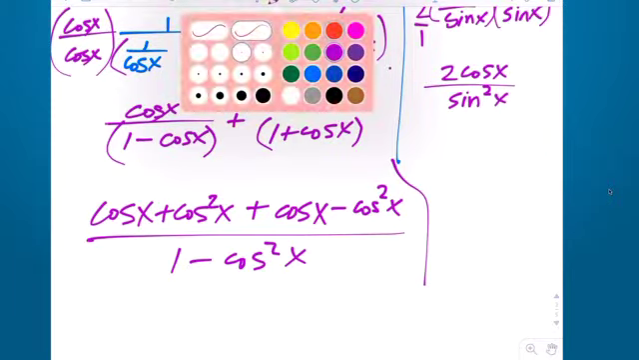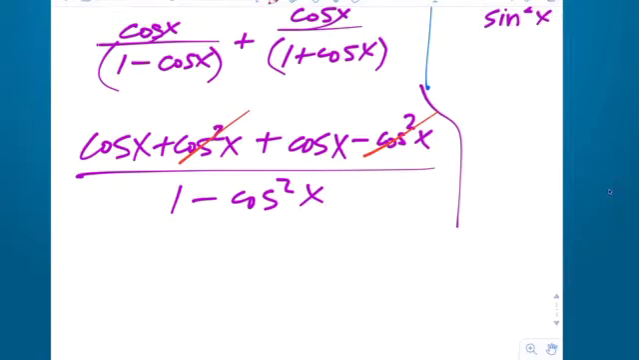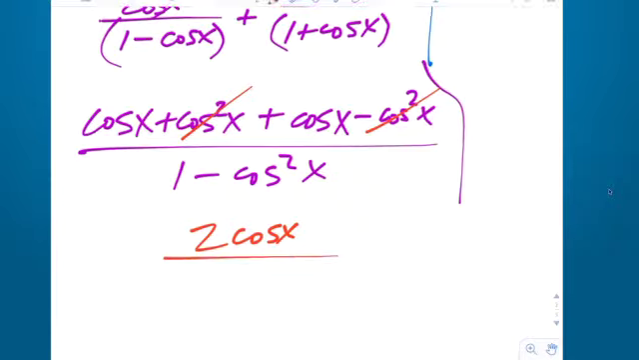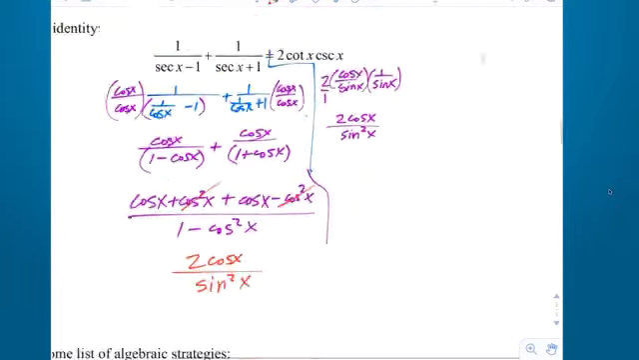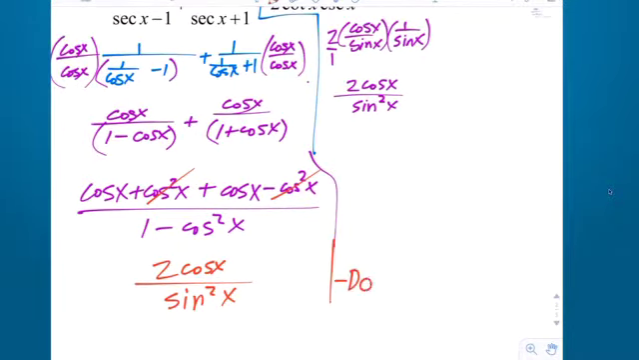In the numerator then, your cosine squareds cancel, and you're left with cosine plus cosine, which is 2 cosine of x. And what's another name for 1 minus cosine squared? Sine squared. And now if you peek over at the right, are they the same? Yeah. So we're also done. It's another way to do the proof.